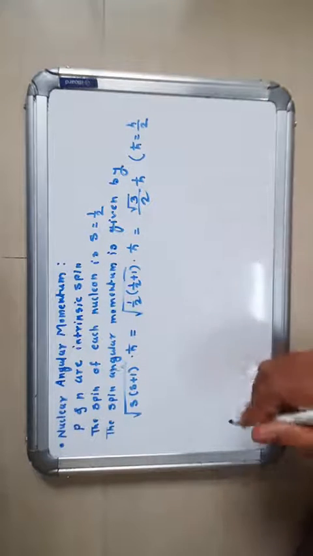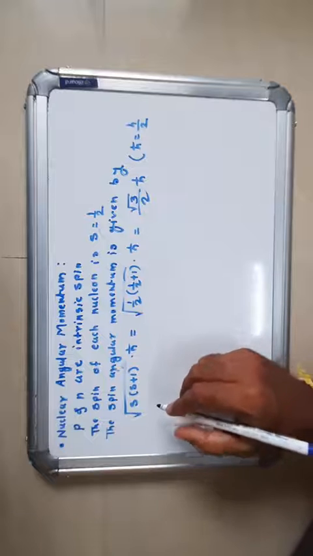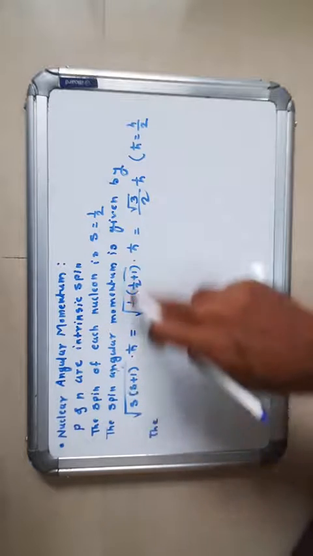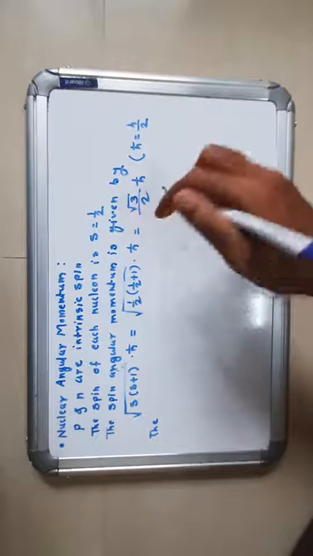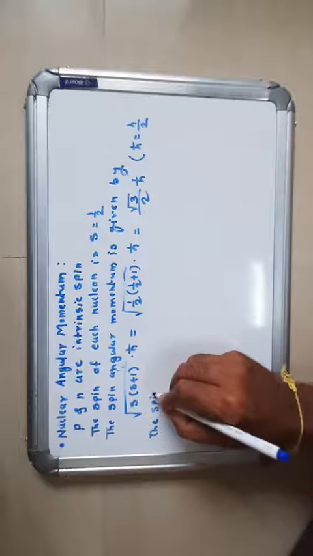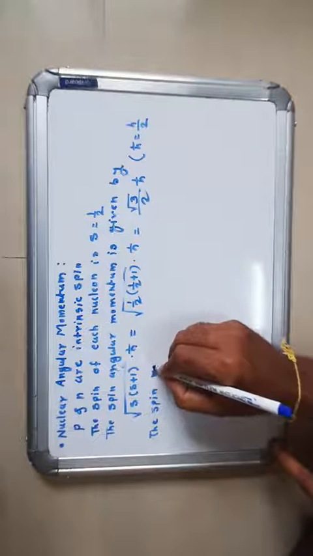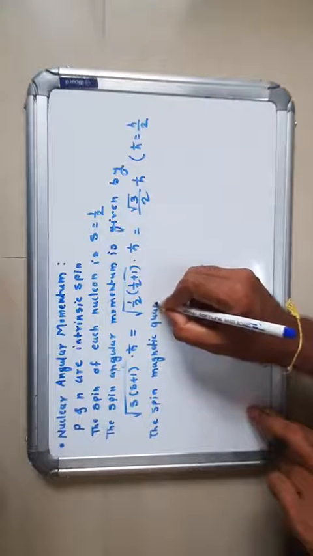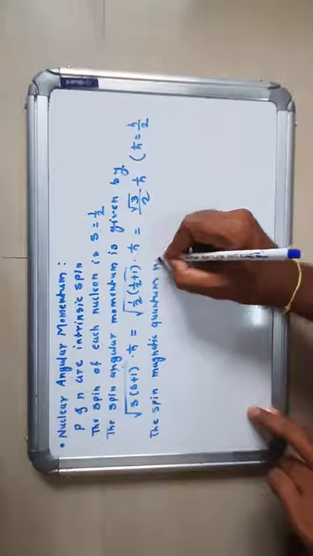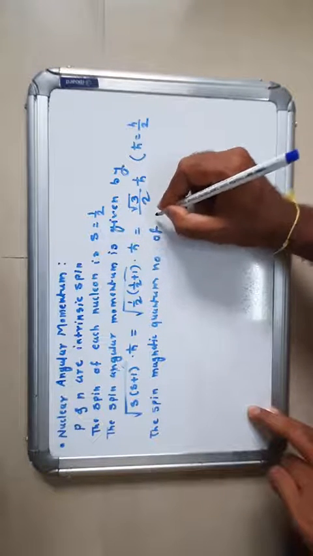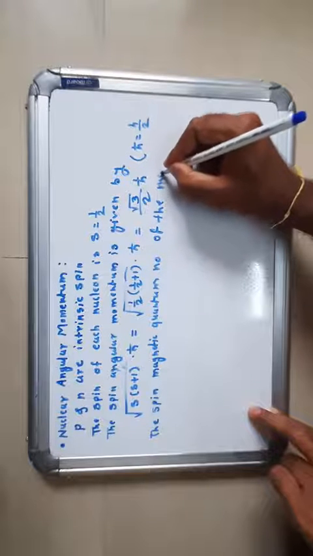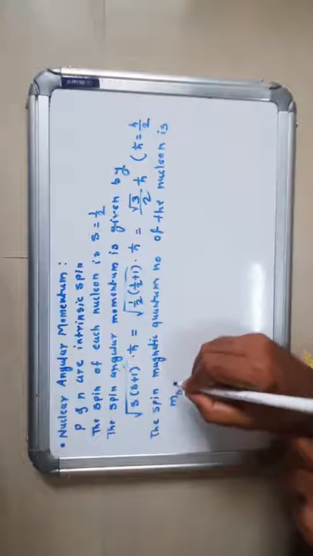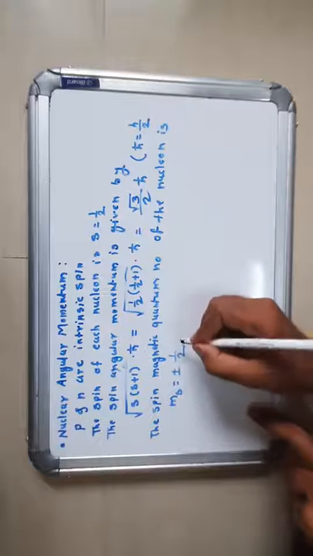Okay, must remember this. Then the spin magnetic quantum number of the nucleon is ms equal to plus or minus half.